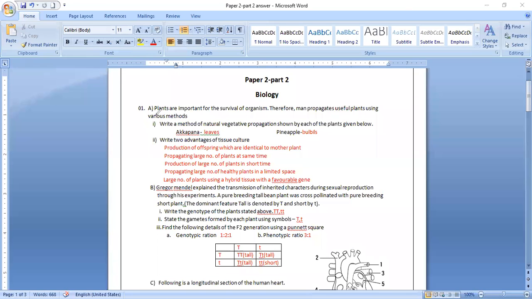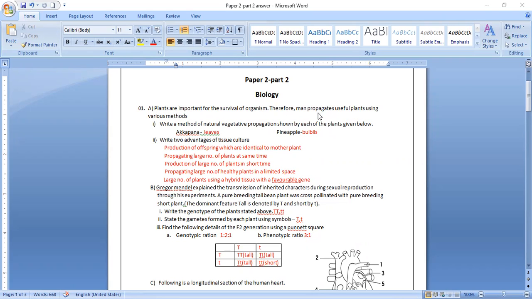Okay, now let's start discussing these part 2 questions. So the first question: plants are important for the survival of organisms. Therefore, man propagates useful plants using various methods, right? So we have learned the plant propagating methods. You have natural propagating method and the artificial.